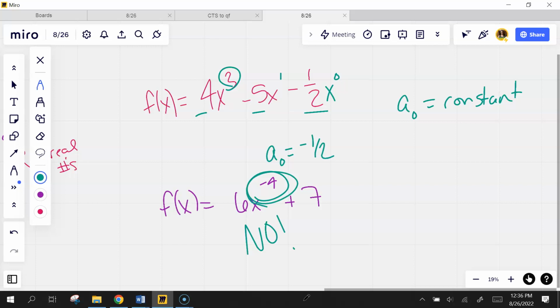Remember, those exponents are non-negative numbers, non-negative integers, non-negative whole numbers. It's not a polynomial.